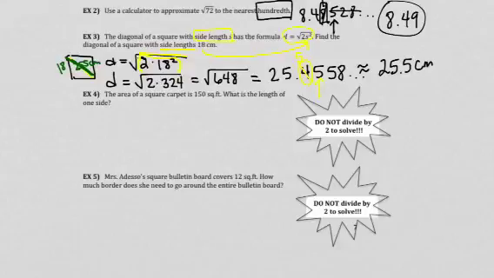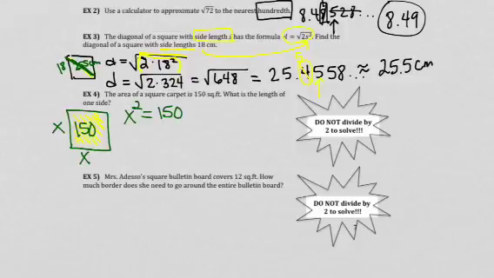The next problem talks about the area of a square carpet. So I'm going to draw a square, and the area is the inside of the square. So the area, they say, is 150 square feet. And a square has equal sides. So if this side is x, then this side is x. And to get area, we multiply x times itself. So we do x squared. And that should give us the area of 150.